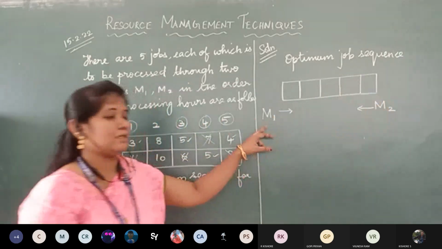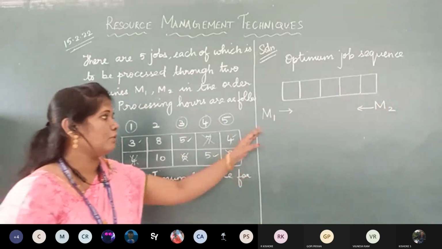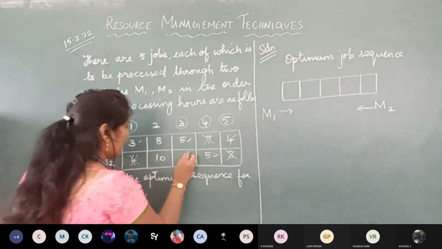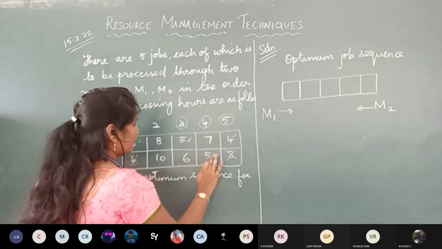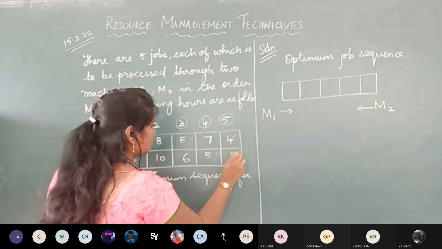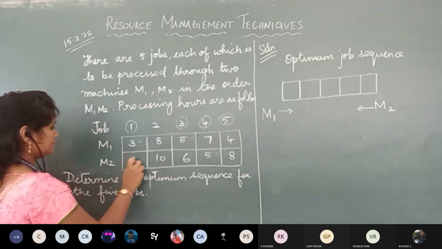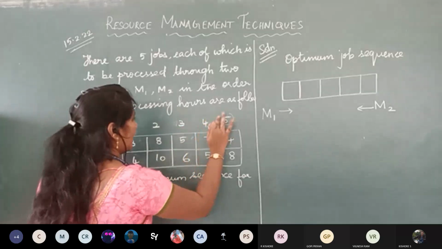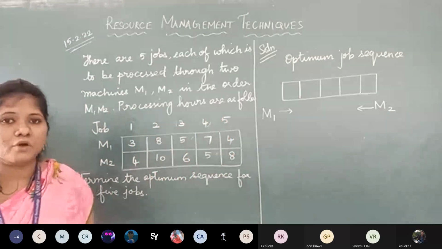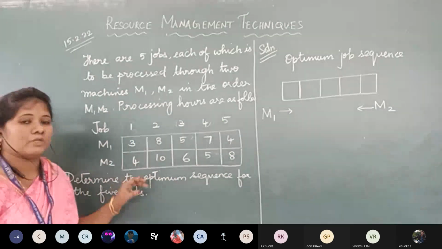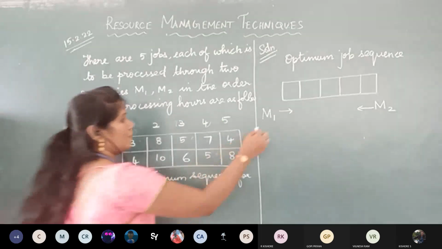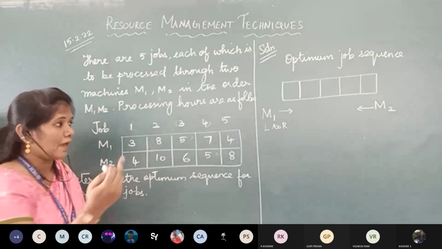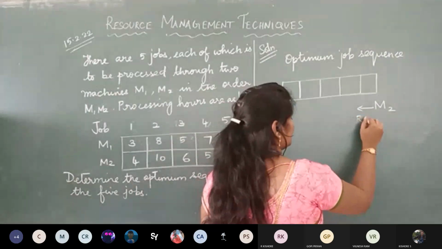You can write this and keep it. If you're taking machine M1, you are doing it from left to right. Machine M2 means it will be right to left. I will repeat it again so that it will be clear. So you're going to find out your optimum sequence. When you take it for your machine M1, you will write it from left to right. You can write it down and keep it so that you will understand when you see it again. And for your machine M2, you will write it from right to left.